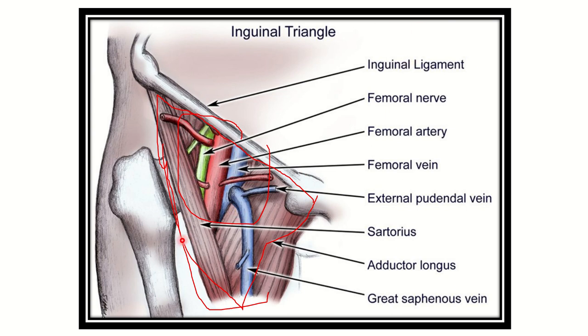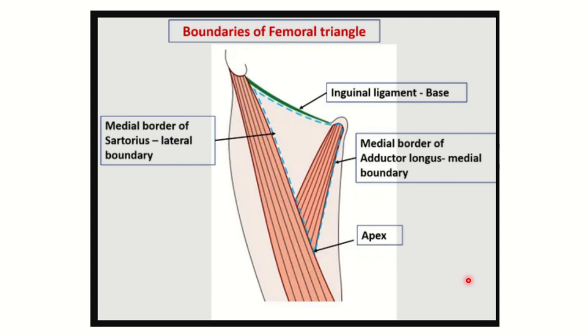and it is bounded above by a base which is the inguinal ligament, laterally by this muscle which is the sartorius, and medially by the adductor longus muscle. So here this is another view of boundary of femoral triangle.